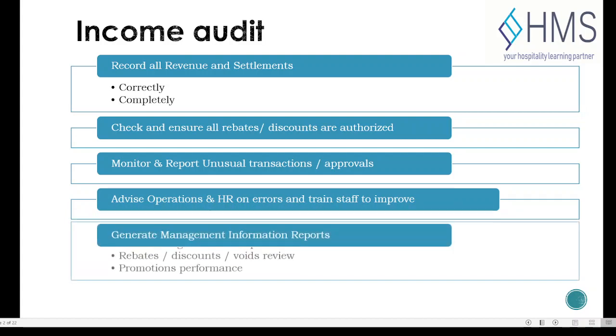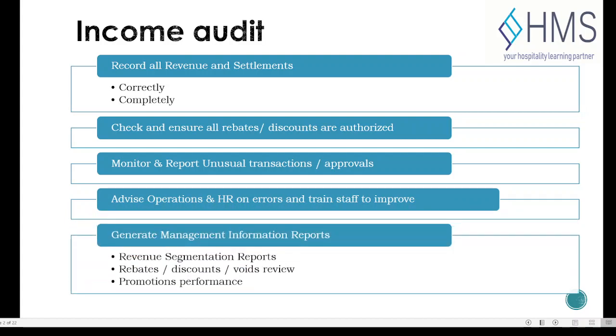And then they also generate management information reports. They have to create the revenue segmentation reports, rebates, discount and void reviews, and promotion performance. That means if there is any event, they have to generate the P&L at least for that event separately, so that the chief accountant can take the revenue and calculate the expenses separately.